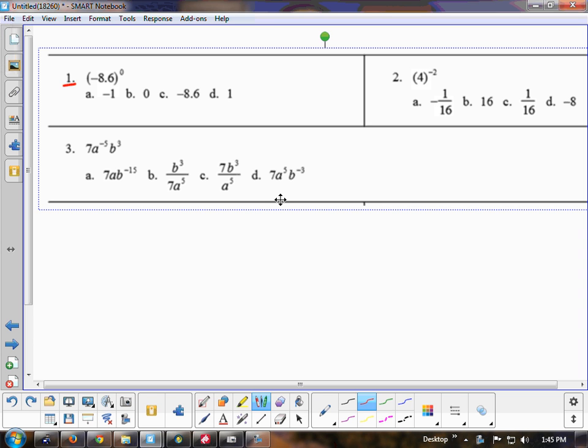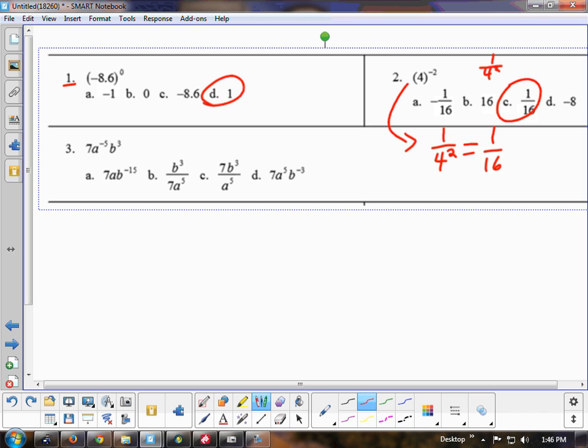Anything to the 0 power, we learned this last week, is going to be 1. So that's a quick question. Number 2, now we have a negative power over here. Remember, the negative power means you're going to put it in fraction form. It's in the wrong spot, so let me write it down here. 1 is going to go on top, 4 on the bottom, and you make it a positive 2, and you square it. And then 4 squared on the bottom is just 1 over 16.